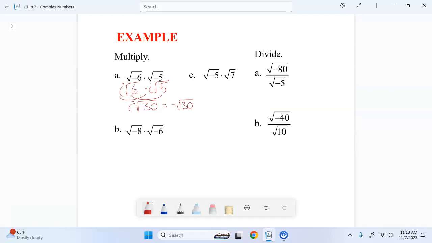Okay, let's simplify B. Square root of negative 8 is i root 8, and square root of negative 6 is i root 6. When I multiply those together, what do we get? Which will become negative. Can we simplify the square root of 48?